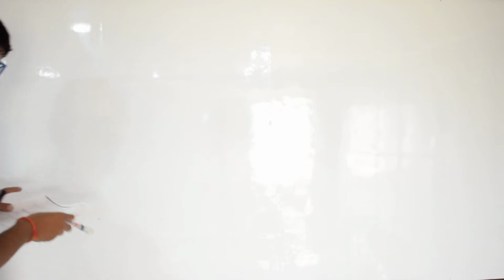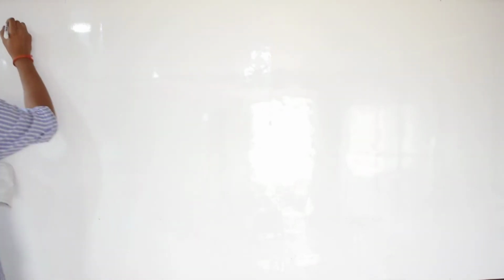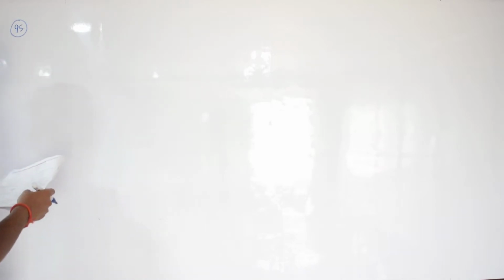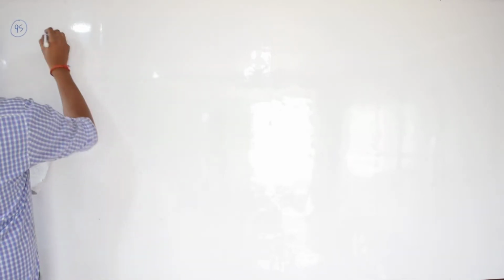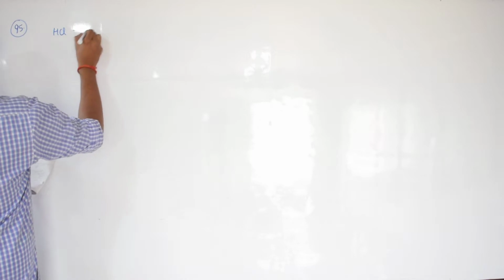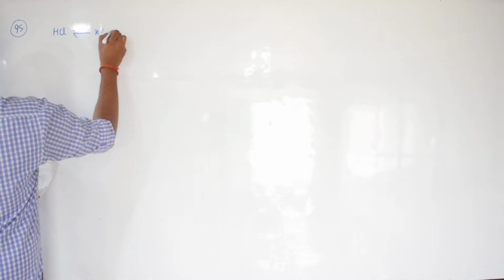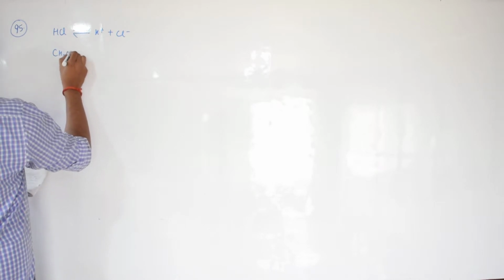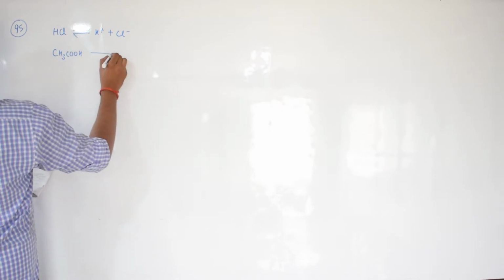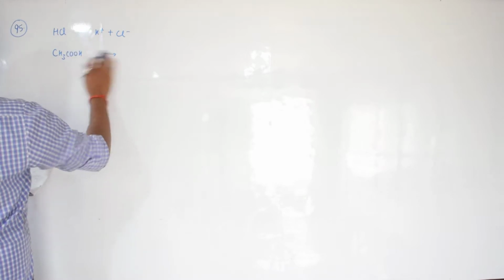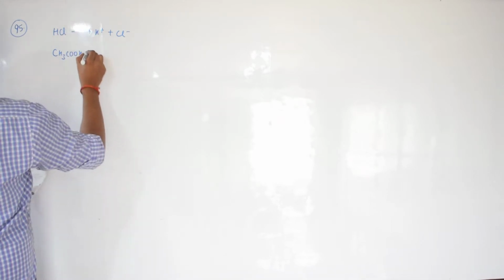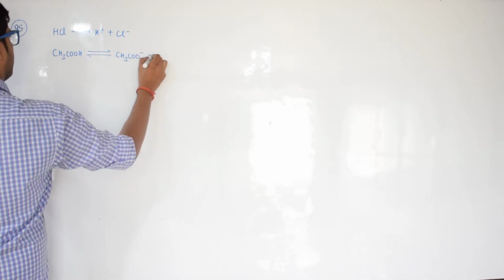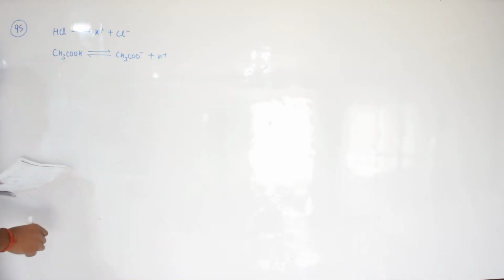Next is question number 95. The pH of a solution containing 0.1 normal HCl is given. It will be dissociated as H plus ion and chloride ion, and the second one is acetic acid, which would be dissociated as acetate ion and H plus ion.